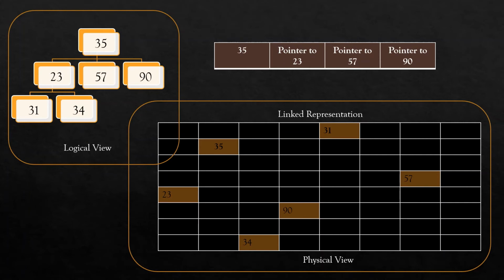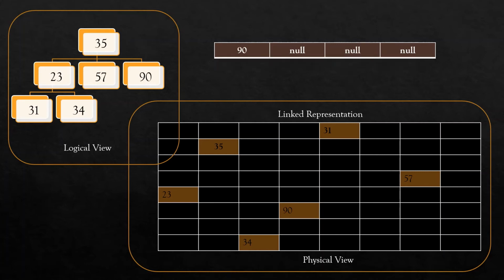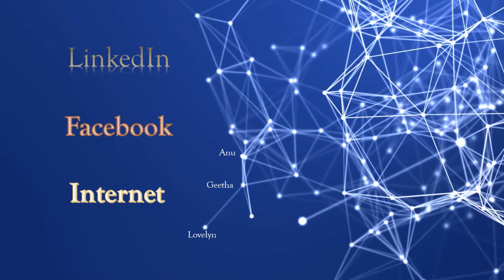That is, 35 has a pointer to 23, 57 and 90. 23 has a pointer to 31 and 34. It does not have the third child, so it points to null. Whereas 90 is a leaf node and it does not have any children, so all the pointers have the value null.